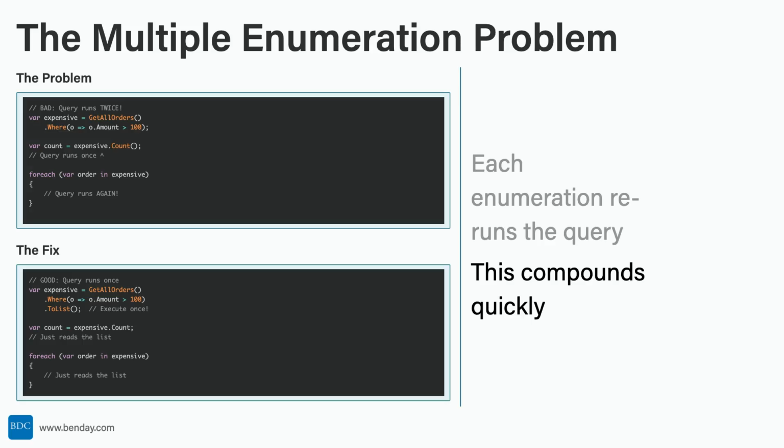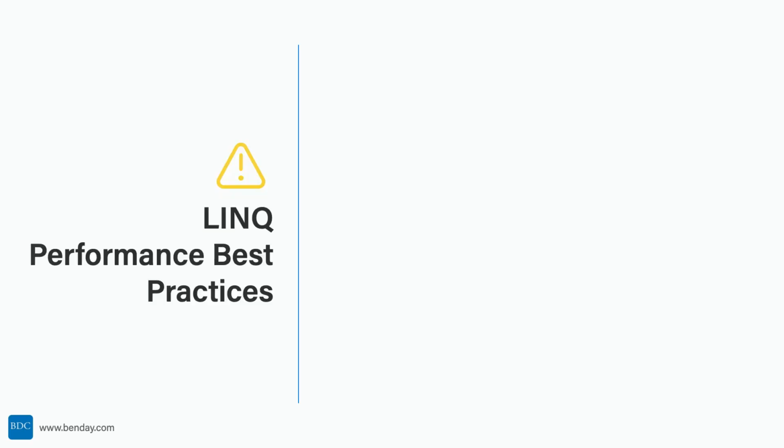Performance goes through the floor. When in doubt, ToList early and reuse. It's almost always the right call. Let me save you from the performance traps that catch everyone when they're learning LINQ.